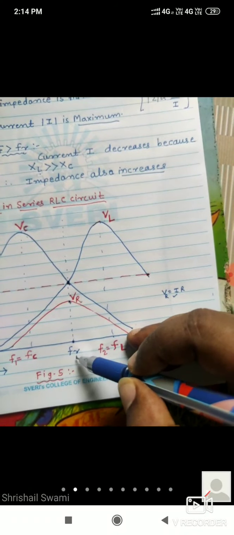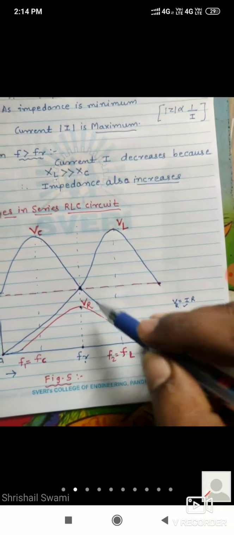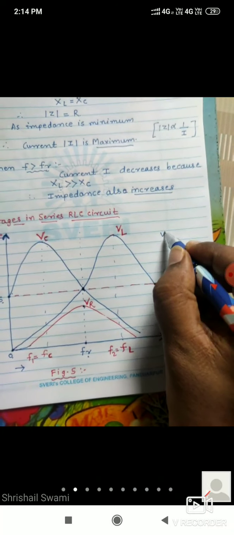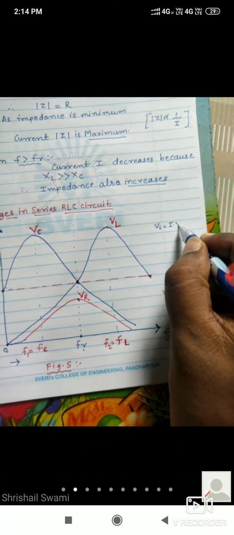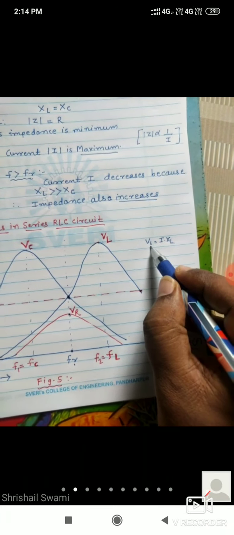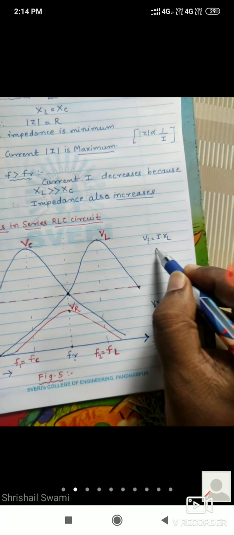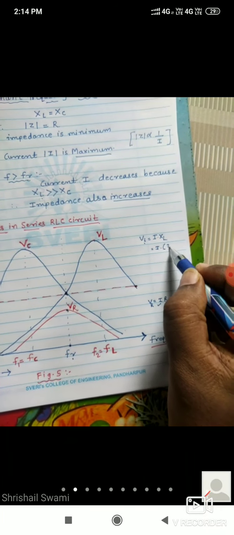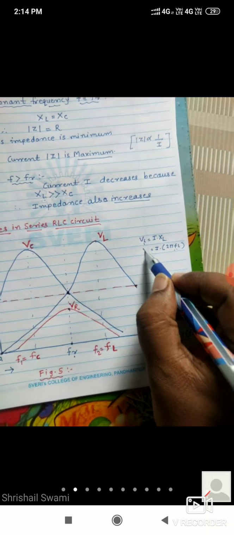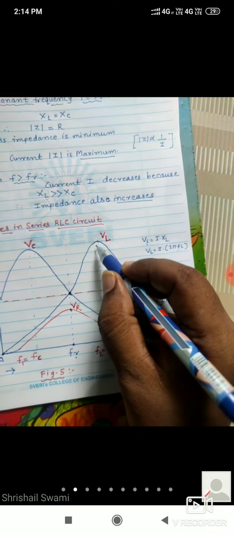Okay, now next one, as frequency we are going to increase more than resonant frequency, VL वाढत जाणार. Why is VL increasing? Because VL is equal to I into XL. Okay, so XL value वाढत जाणार. If XL is increasing, VL also increasing. XL चा फॉर्म्युला काय? XL is 2 pi FL. If F is increasing, VL also getting increasing. So this also going to increase.